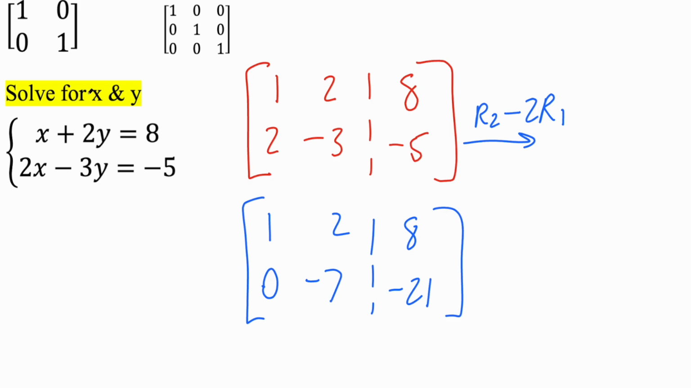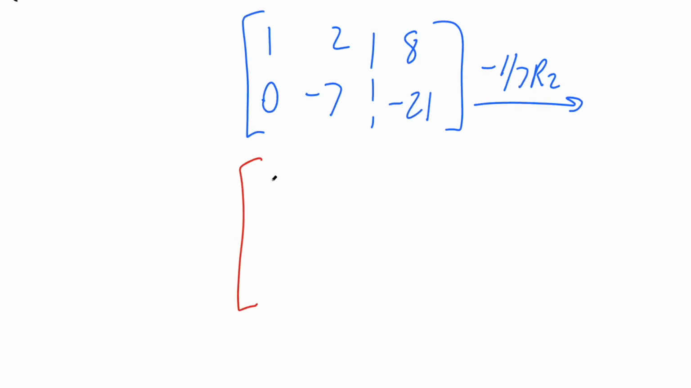Now, with row-reduced echelon, we want the diagonal to be 1. So what I could do is multiply this entire row by negative 1/7. So I could say negative 1/7 row 2. And what we're going to get is the first row didn't change, so 1, 2, dash, dash, dash, 8. The other one will change. 0 times negative 1/7 is still 0. Negative 7 times negative 1/7 is going to give us a positive 1. And negative 21 times negative 1/7 is going to give us a positive 3.